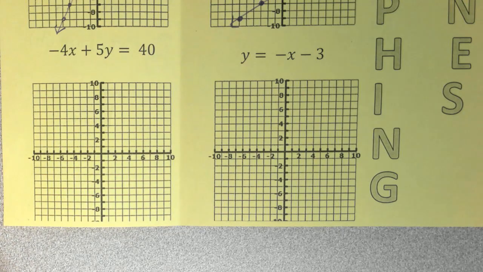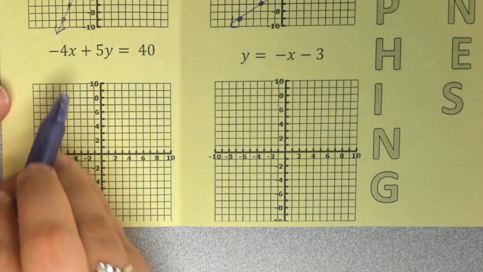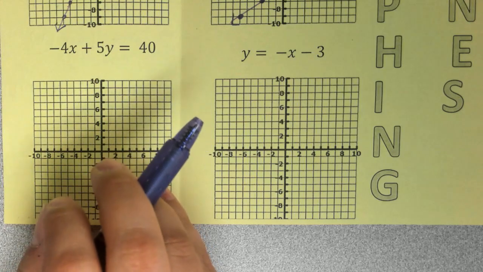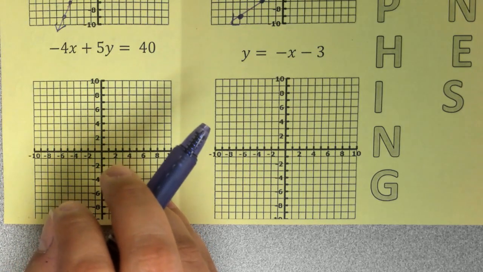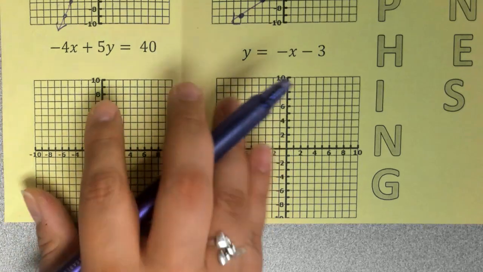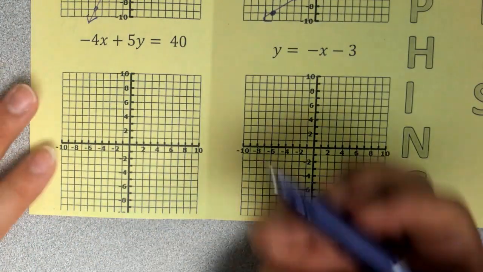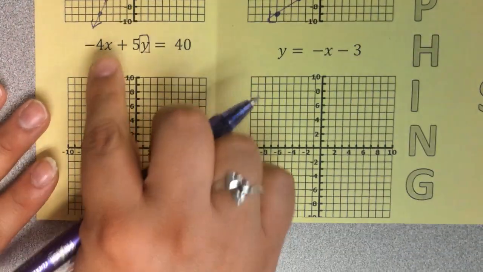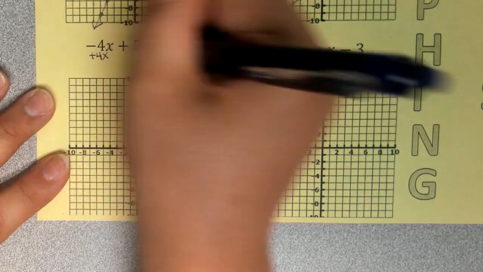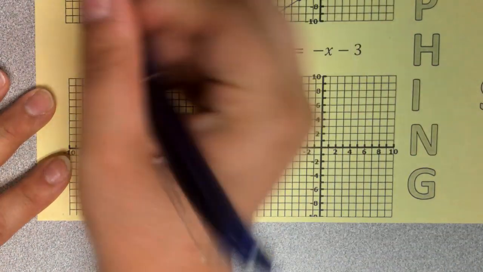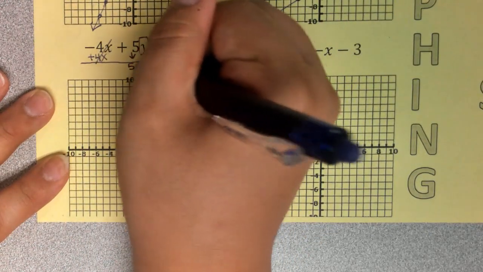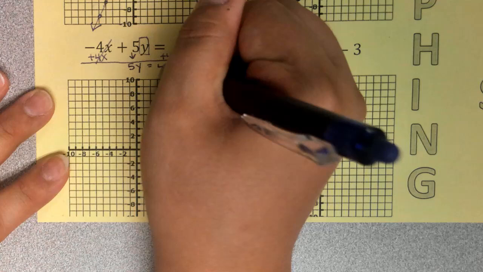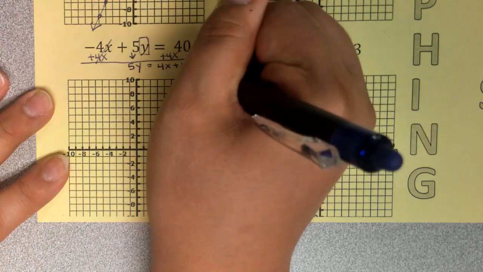All right. This one was a little bit different than our last one. Why? How did you start it off? You added. So remember, your goal is to get y by itself right here. And this is a negative 4x. So you had to add 4x. Did everybody do that? All right. Remember, can I make those 4x? No, because they are different. So I'm just going to bring down 4x and bring down positive 40.